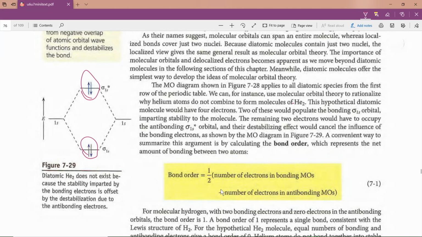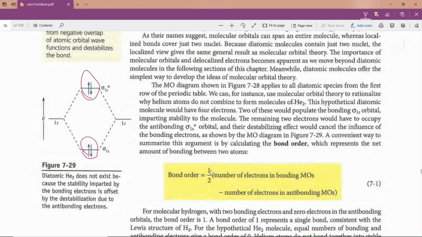Oh, I have here something that is interesting there. Okay, we're going to count the number of electrons in the bonding MOs, which is 2, minus the number of electrons in the anti-bonding MOs, which is also 2. So 2 minus 2 is 0, and 1/2 of 0 is still 0. So there is no bond in the dihelium molecule. Okay, helium, in normal situations, does not form a molecule.